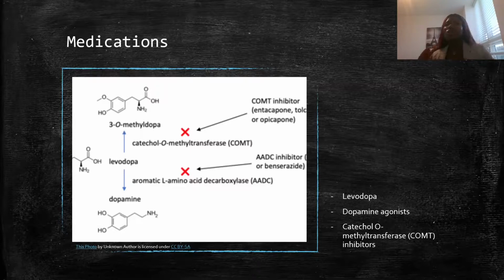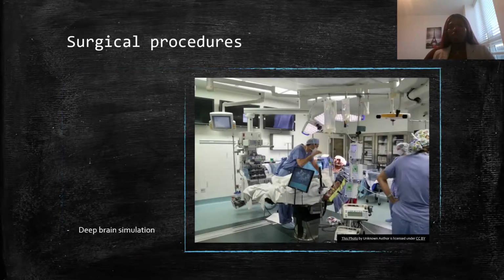But since the neurotransmitter dopamine can't exactly enter into our brain cells, we try to break it down into substances like levodopa and certain dopamine agonists that would easily cross the blood-brain barrier and help us to increase the production of dopamine. Then COMT inhibitors also prevent the breakdown of dopamine in the cells. Yeah. We have surgical procedures.